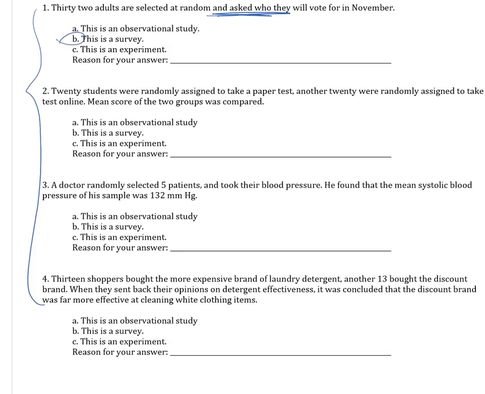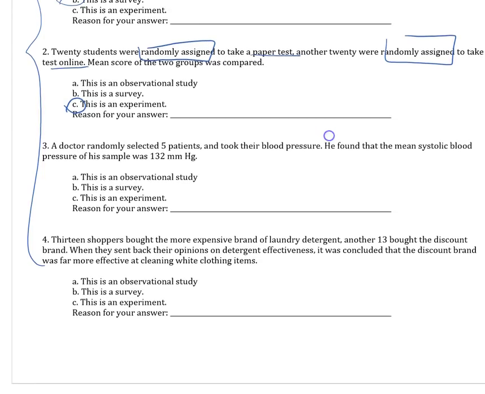20 students were randomly assigned to take a paper test. Another 20 were randomly assigned to take an online test. The mean score of the two groups was compared. This is an experiment because you are randomly assigning the students into two different groups for comparison. One was the paper test and one was the online test. So those are the two different treatment groups. I suppose you could say the paper is like your control.